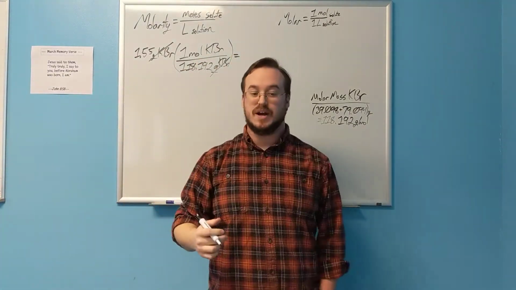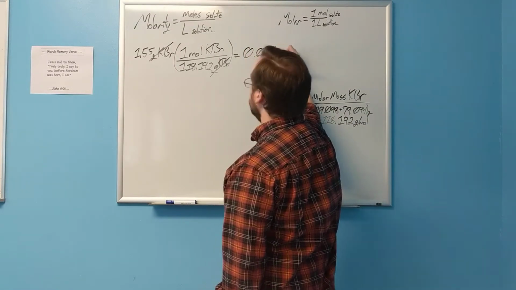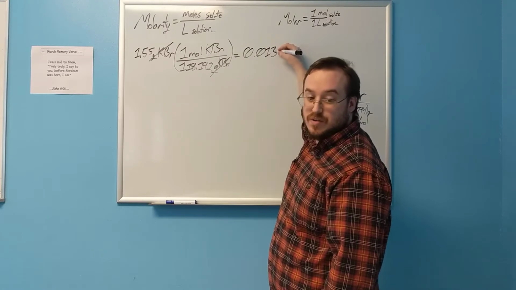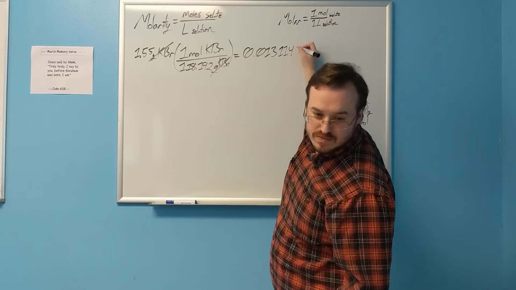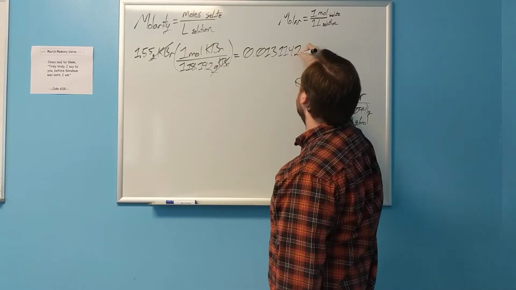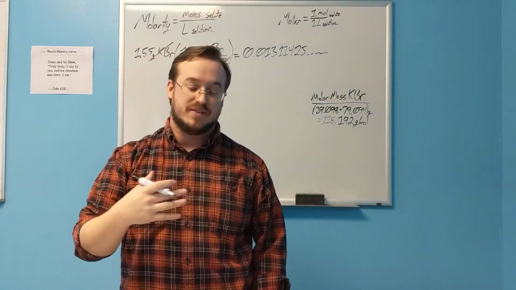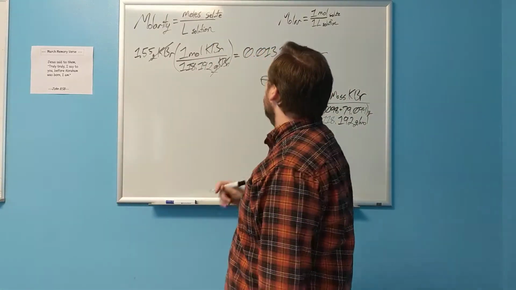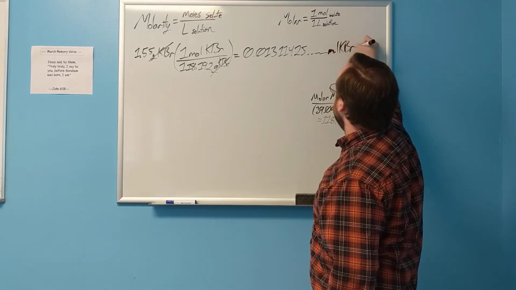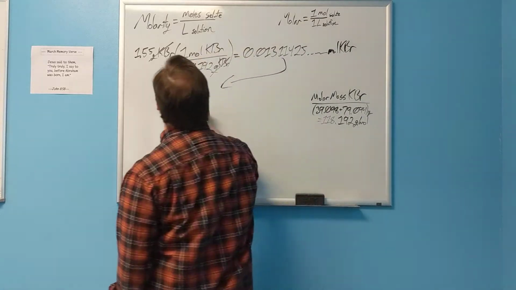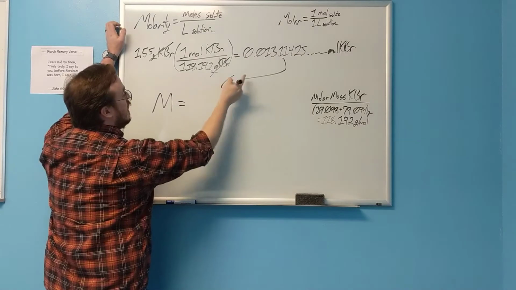If you do this on your calculator, you get a really small number. 0.013114, and it keeps going. Just leave that in your calculator. You don't have to write the whole number down. You guys know the drill. We're going to take this number, because that's the moles of potassium bromate, and we're going to put it down here. So molarity equals that number.